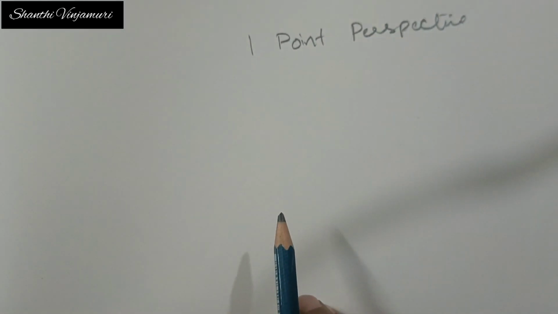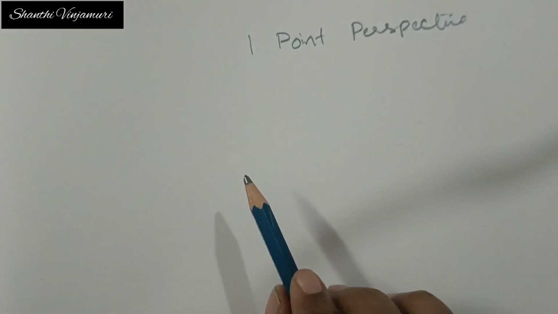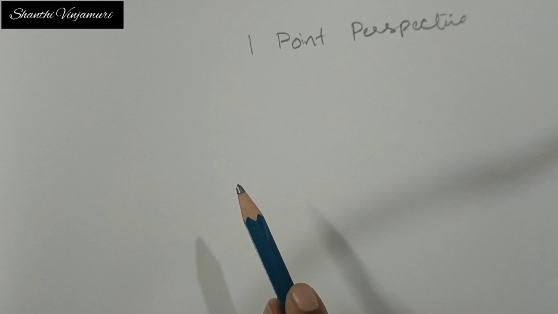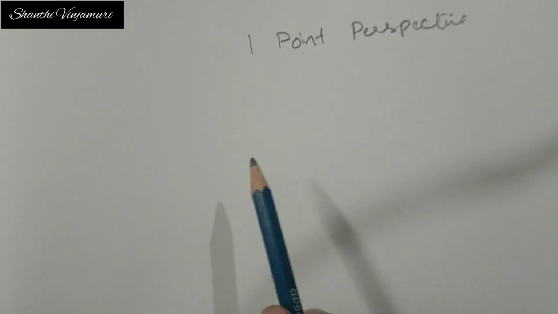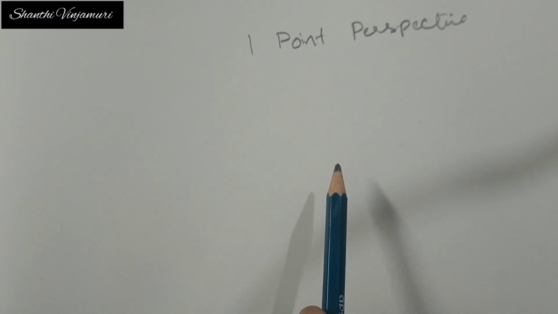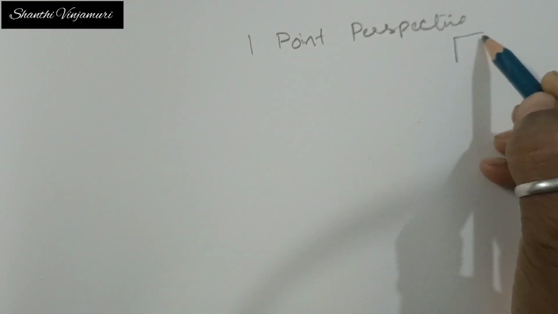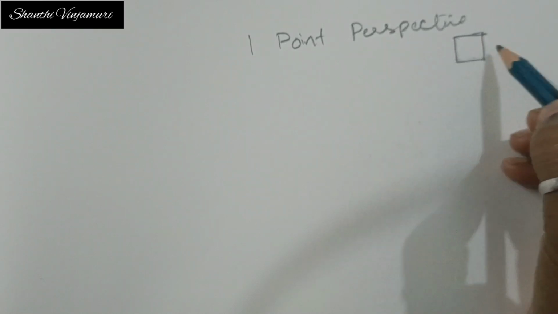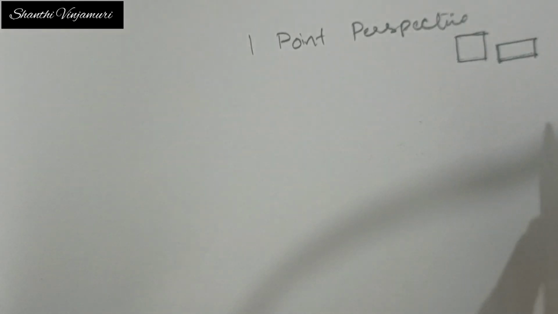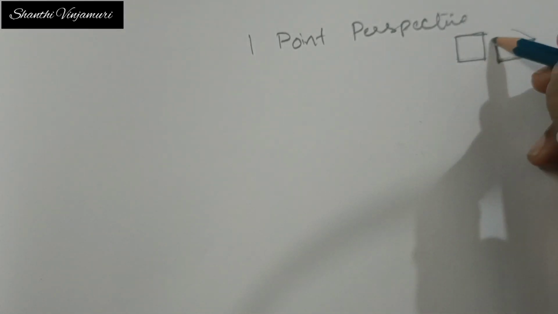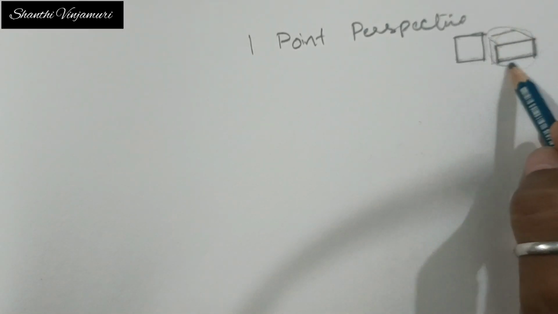Okay, let's see 1 point perspective. In this perspective, we'll be using terminologies like vanishing point, imaginary lines, horizontal lines, and vertical lines. So how do we draw? How do we show the depth? This is a square, right? This is a rectangle. Now to show the depth, we just draw two lines like this. So how do you know whether this is right or wrong?